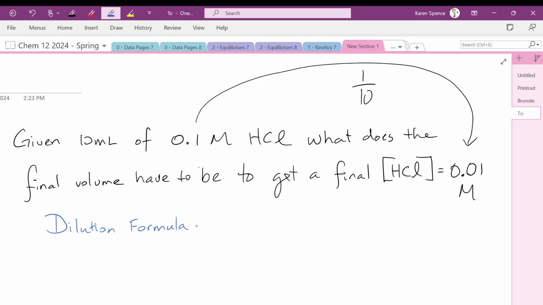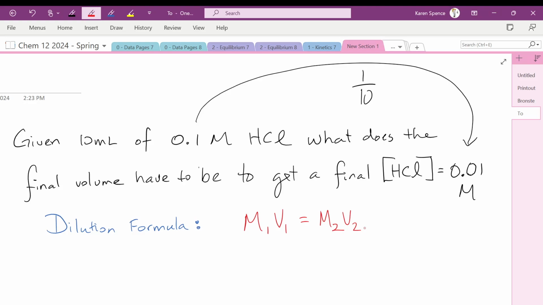Now, you don't have to understand the dilution formula to use it, but try to get that reasoning in your head. If I want it to be 10 times diluted, I need the volume to be 10 times more, right? If I want it to be half as concentrated, I need to double the volume. Get that sort of understanding, but feel free to use the dilution formula. It is M1 V1 equals M2 V2. I would recommend writing this down. M1 V1 equals M2 V2.